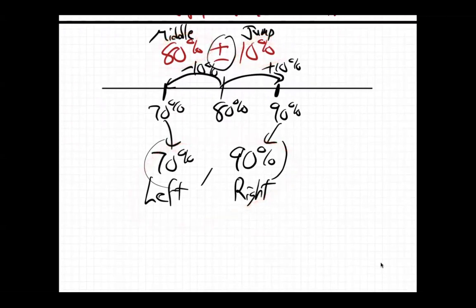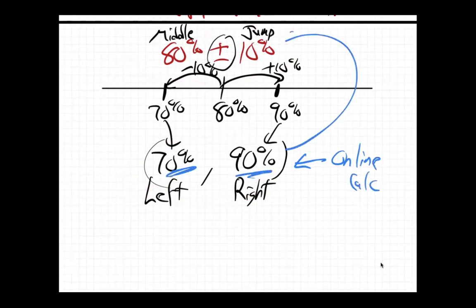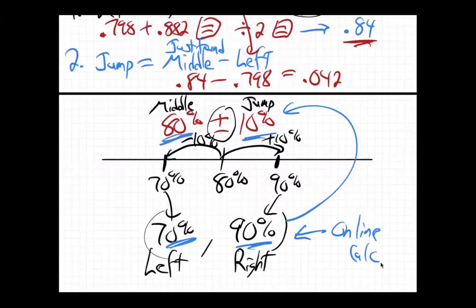So if I said, yeah, I think 80% of the class is going to pass the next exam, give or take 10%. I mean, it could be higher by 10, could be lower by 10. Somebody said, oh, you mean you think somewhere between 70 and 90% of the class is going to pass the exam? Yeah, same thing, right? Left, right, middle, jump. And the online calculator gives us left, right. So then how do we go from left, right back to middle plus or minus jump? Because it's often expressed that way in the real world.